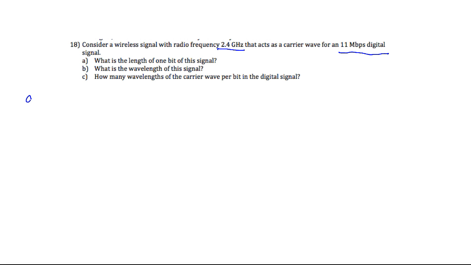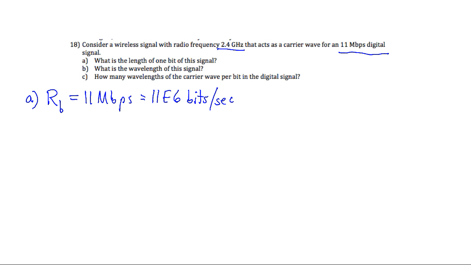For part A, we're going to take the numbers that we have, first of all, and translate them into the symbols that I showed in class. R_B is the bit rate, and this is 11 megabits per second, which is 11 times 10 to the 6th bits per second. Okay, and we also know that the speed of light propagation of this radio wave is 3 times 10 to the 8th meters per second.